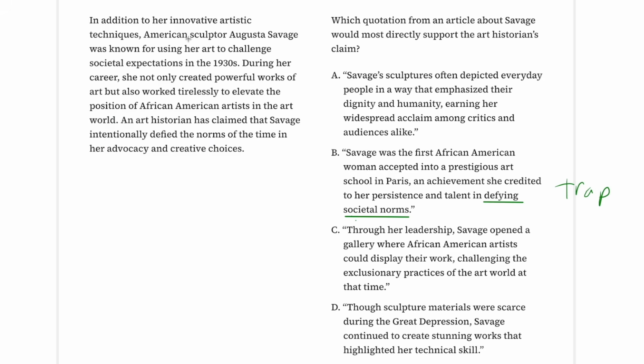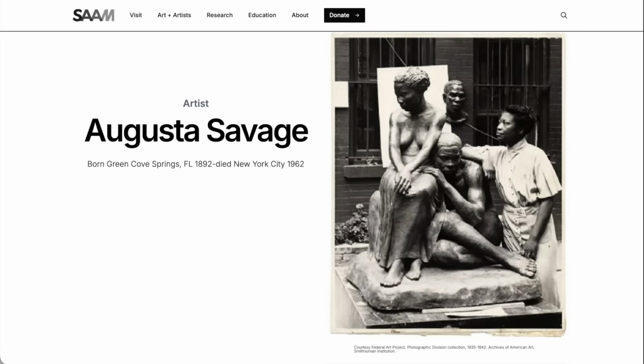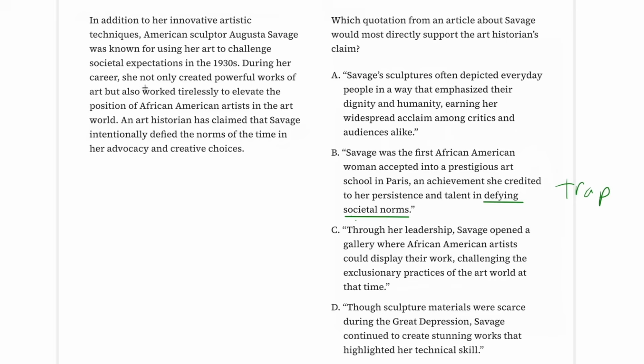Okay, so in addition to her innovative artistic techniques, this sculptor was known for using her art to challenge societal expectations in the 1930s. During her career, she not only created powerful works of art, but also worked tirelessly to elevate the position of African American artists in the art world. An art historian has claimed that Savage intentionally defied the norms of the time, not just in general, but in her advocacy and creative choices.